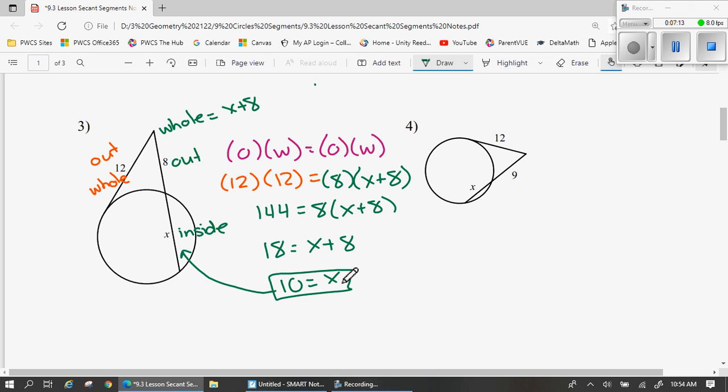So what I want you to do is pause, try the next one on your own, then press play. If you're stuck and you need some help with any of the problems I just went over, ask me for help first so that you have a better opportunity to get this one correct.